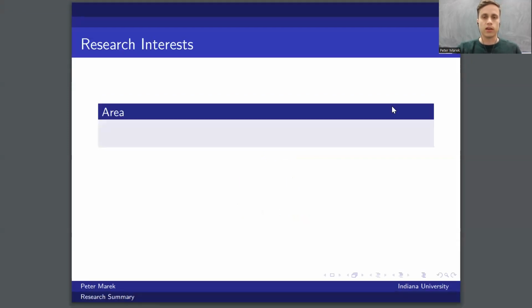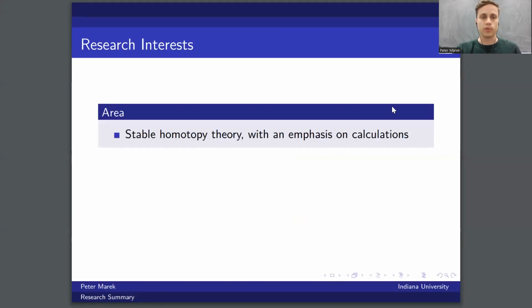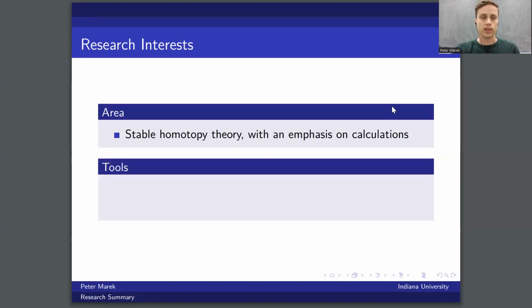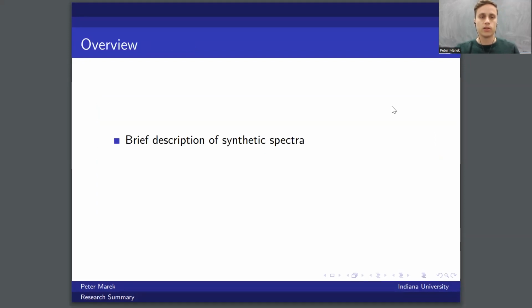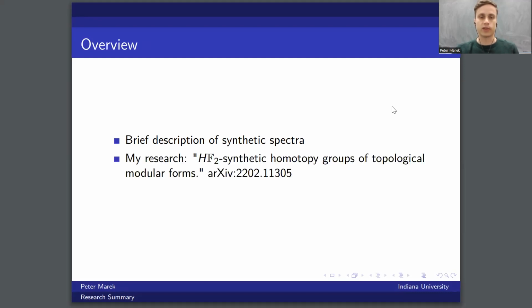So broadly speaking, the area of math that I work in is stable homotopy theory with an emphasis on calculations. And the tools that I like to use the most are the Adams spectral sequence and synthetic spectra. So in this talk today, I'd like to give a brief description of synthetic spectra because they are a newer construction, and talk about my own research with synthetic spectra, particularly my paper on the HF2 synthetic homotopy groups of topological modular forms, which you can find on the arXiv.